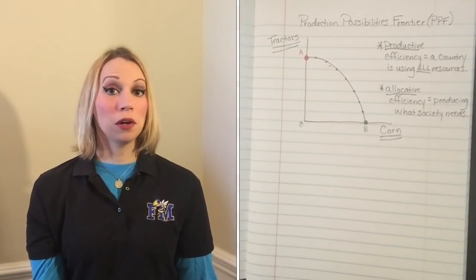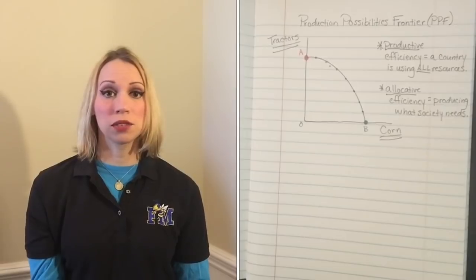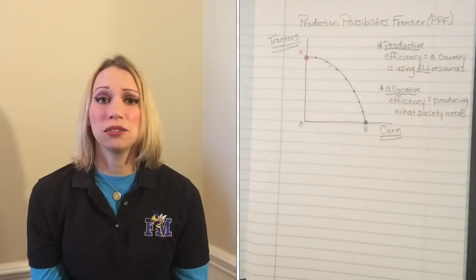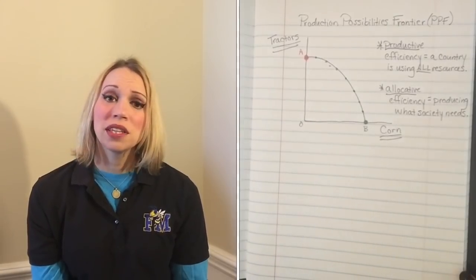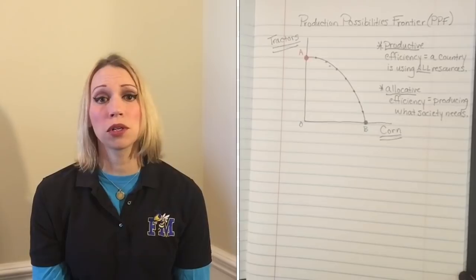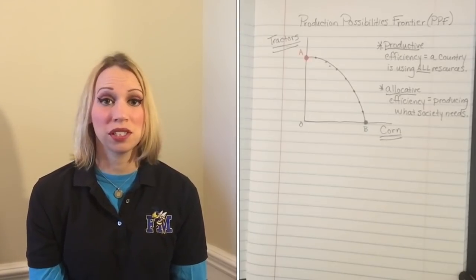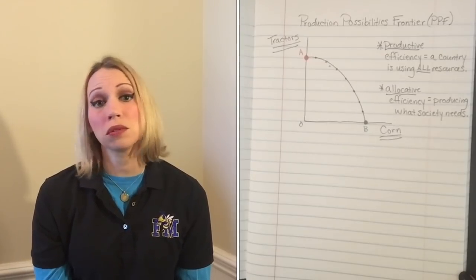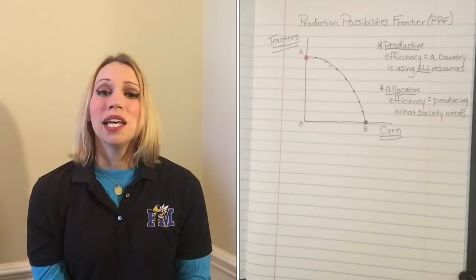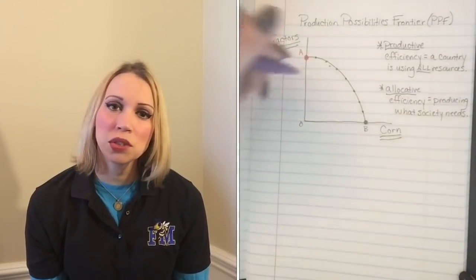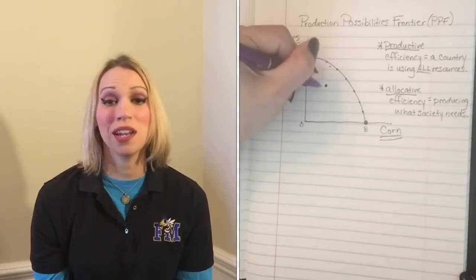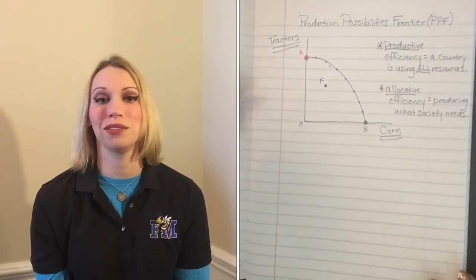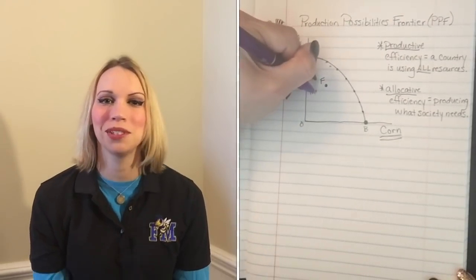Now, any point on the line is efficient, a country using all of its resources 100%. But what if, for some reason, they're not using all of their resources? What if they're not using all of their workers? What if some workers are unemployed and they don't have a job and they're just sitting around? What if there's some land and it's not being used? What if there's some tools sitting around and people aren't using them? Anytime that a country is not fully using all of their resources, they're going to be at a point under the curve. And you can think about this as a country kind of falling short of its potential, like a country not working up to its potential.